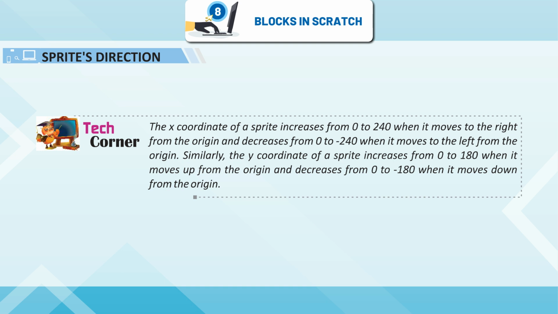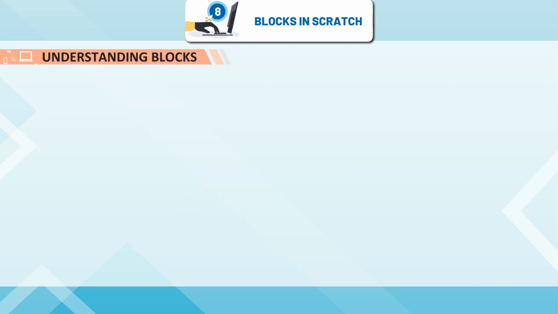Tech Corner. The x coordinate of a sprite increases from 0 to 240 when it moves to the right from the origin and decreases from 0 to minus 240 when it moves to the left from the origin. Similarly, the y coordinate of a sprite increases from 0 to 180 when it moves up from the origin and decreases from 0 to minus 180 when it moves down from the origin.